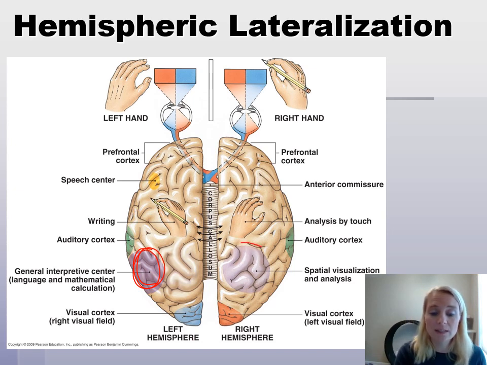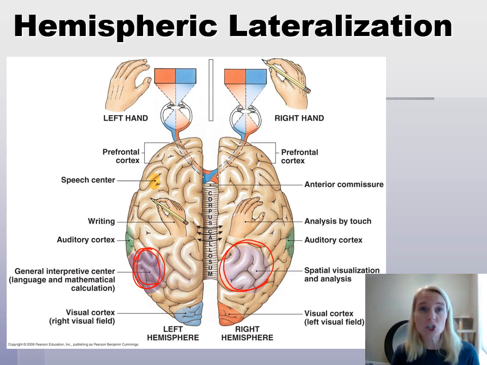The other thing that we didn't see in that last picture is this area here that is responsible for spatial visualization and analysis, and you only have one of those, and it is on the opposite side of your general interpretive area. So if you have your general interpretive area in your left hemisphere, your spatial analysis will be on the right hemisphere, or vice versa. So your vision comes in, is split between your two eyeballs to your two visual cortexes. We're going to see that in our visual pathways in chapter 17.